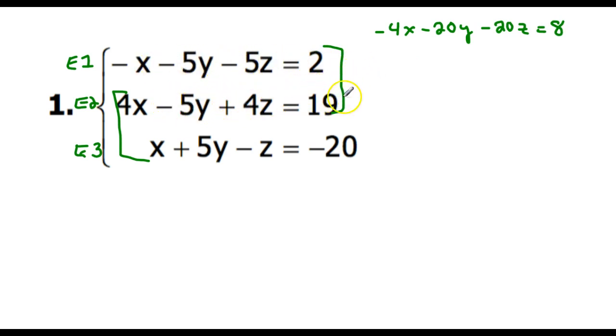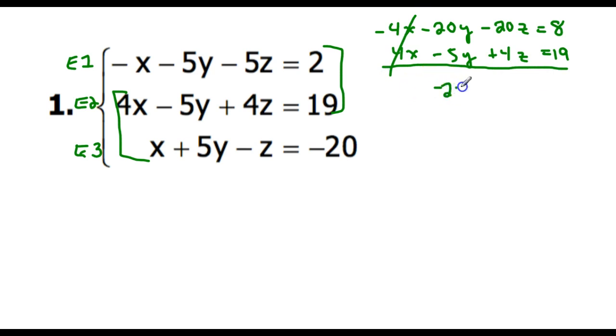Equation 2 can stay the same because I know that these two will add up and give me something that eliminates the x. So minus 5y plus 4z equals 19. Now all I'm going to do is just add these two equations. This will eliminate the x's and give me negative 25y minus 16z, and then 8 plus 19 gives me 27. So this is my new equation, brand spanking new, I'll call it equation 4.